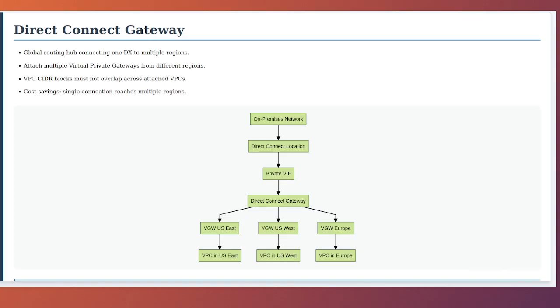The benefit of the Direct Connect gateway is significant cost savings and simplified management. Instead of paying for multiple Direct Connect connections to different regions, you only pay for a single connection, and then use the Direct Connect gateway to reach all regions. AWS does not charge for the Direct Connect gateway itself. You only pay for the data transfer. Additionally, managing a single connection and a single BGP session is much simpler than managing multiple connections.